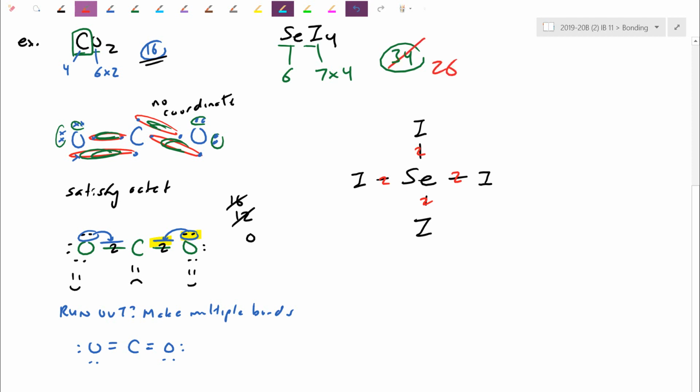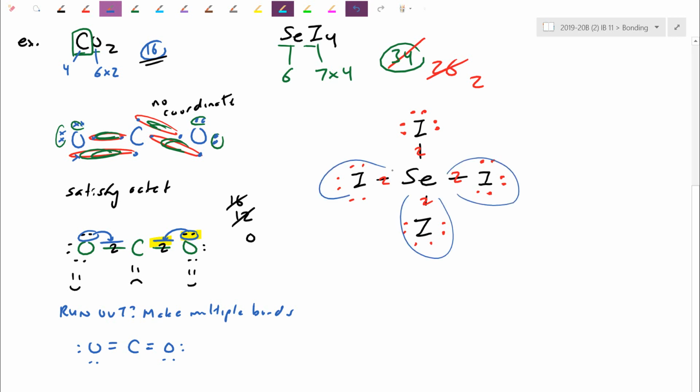Work your way outside to inside. So put down the dots. Each iodine would need 6 extra dots because in addition to the single bond, it would then have 8. I would have added 6 times 4, 24. And now, after subtracting 24, I still actually have extra. One easy way to check is to count it. I have 8 this way, 8 this way, 8 this way, 8 this way. So 8 times 4 is 32. Well, I had 34 to go with.